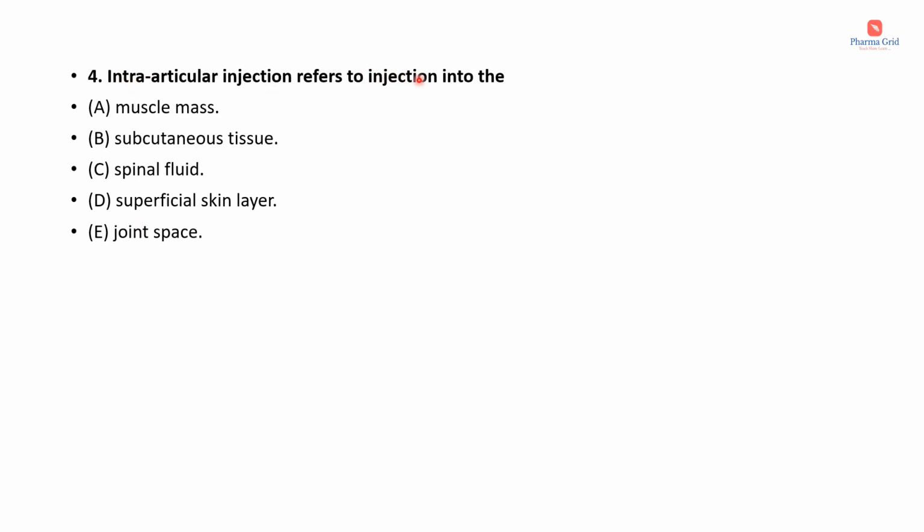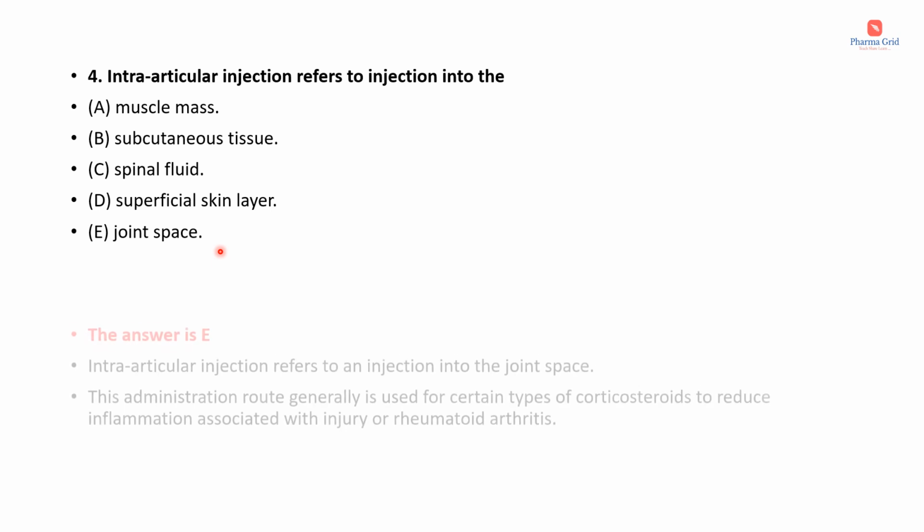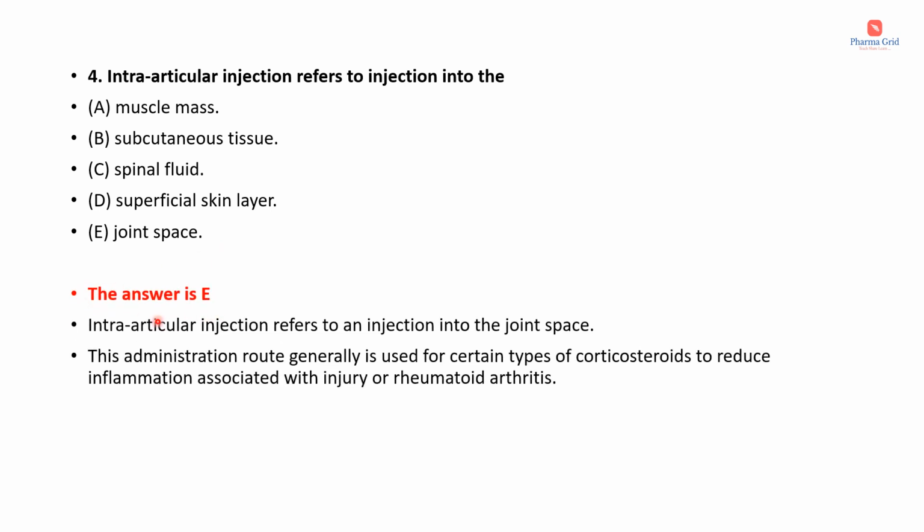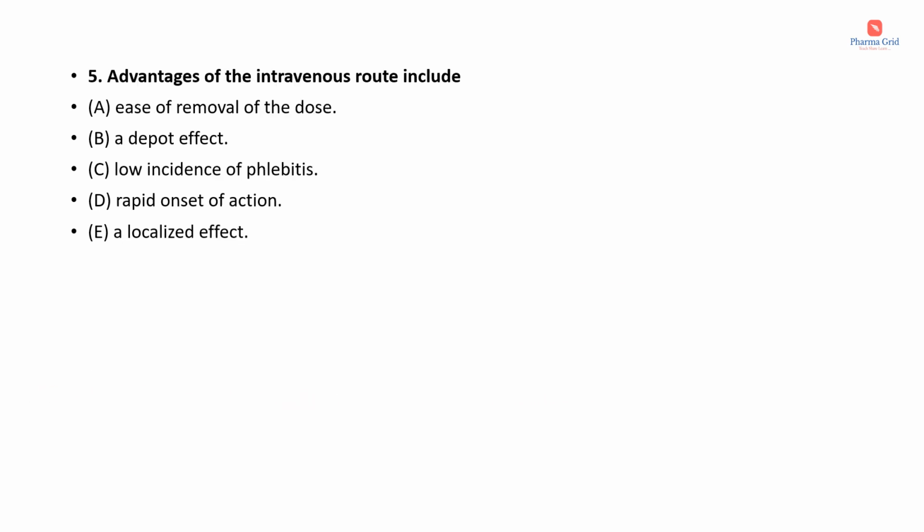Intra-articular injection refers to injection into the. Options are muscle mass, subcutaneous tissue, spinal fluid, superficial skin layer, joint space. Answer is option E, that is joint space. Intra-articular injection refers to an injection into the joint space. This administration route generally is used for certain types of corticosteroids to reduce inflammation associated with injury or rheumatoid arthritis.